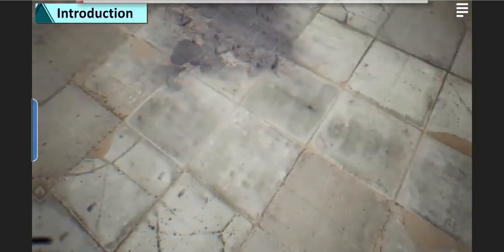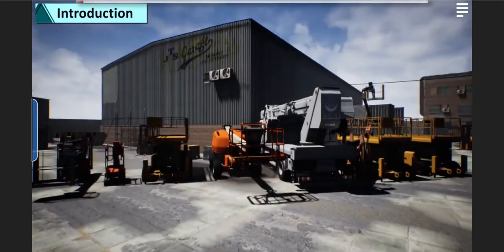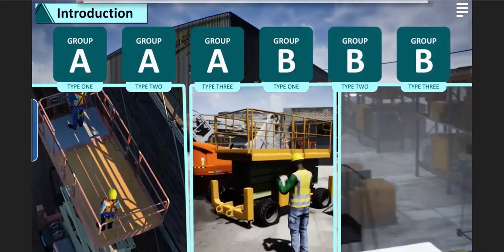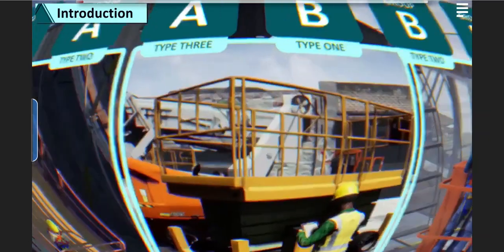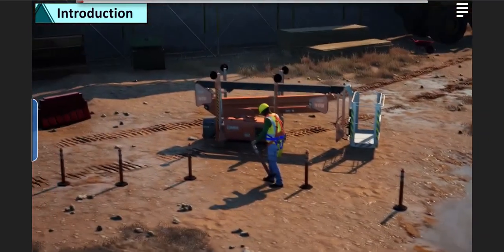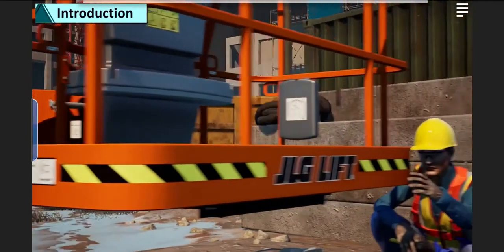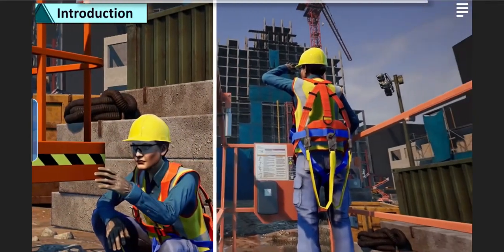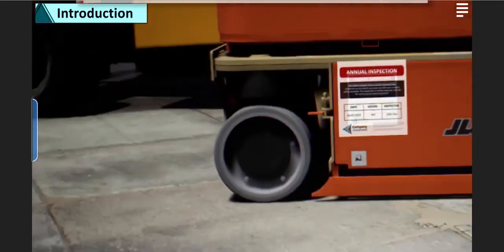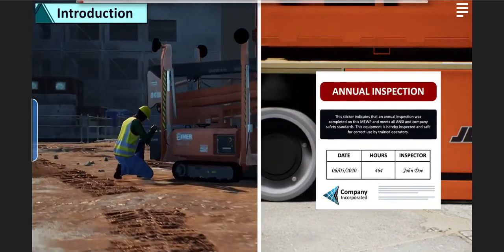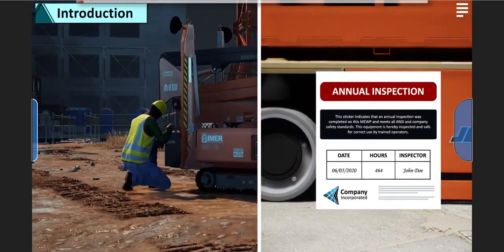When you have completed this course, you should be able to identify MEWP groups and types, as well as employee roles, responsibilities, and training requirements. You should also be able to recognize the requirements for proper MEWP setup, pre-work planning and inspections, and safe operations, including hazard recognition. Finally, you should be able to identify the requirements for maintenance and routine inspection of the MEWP.